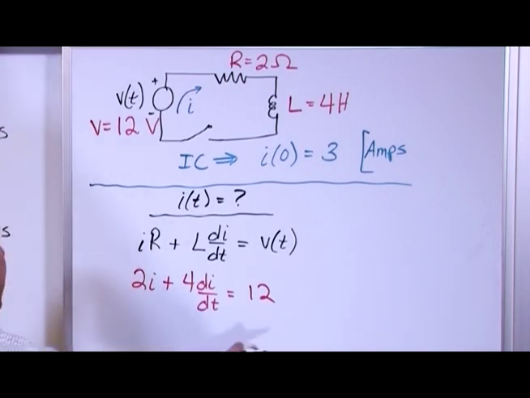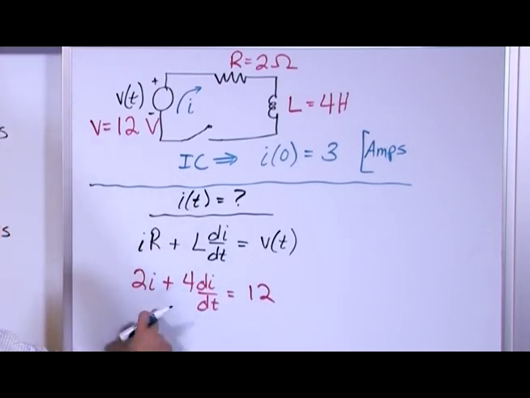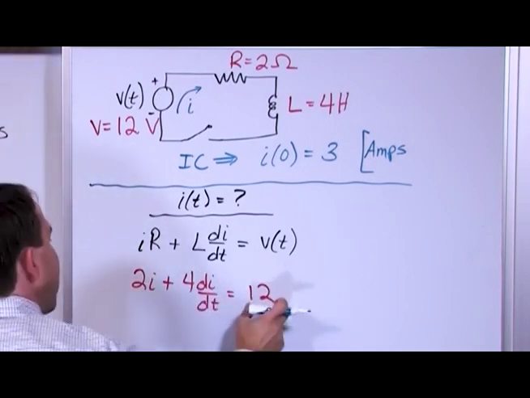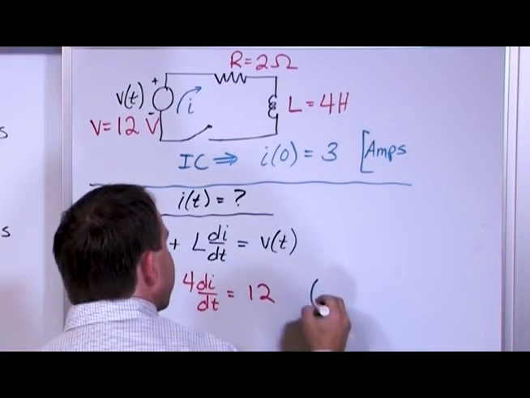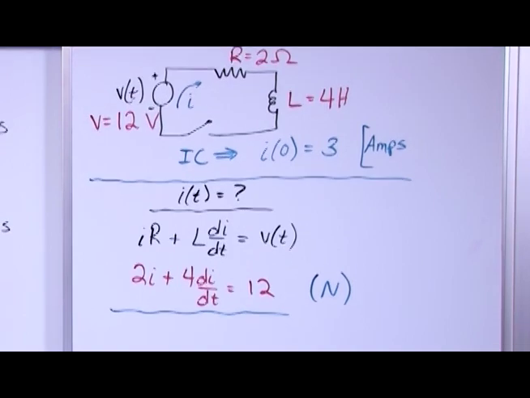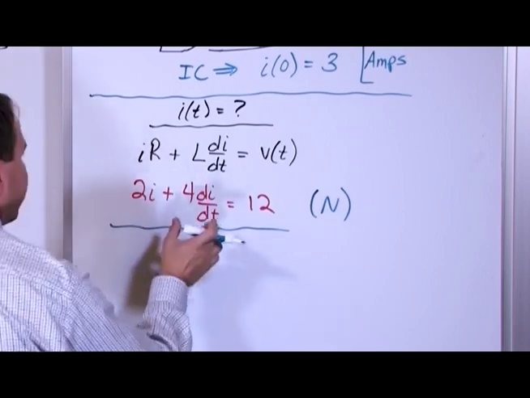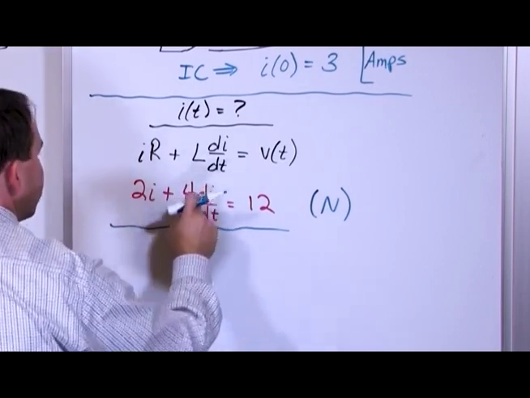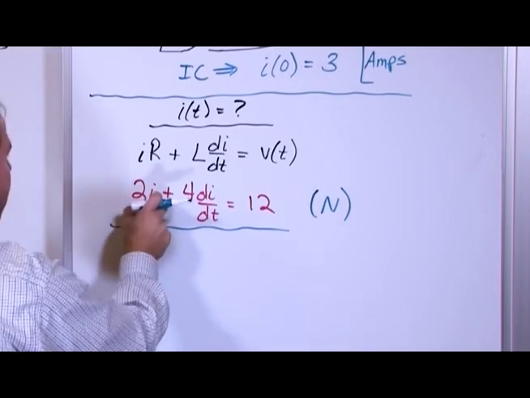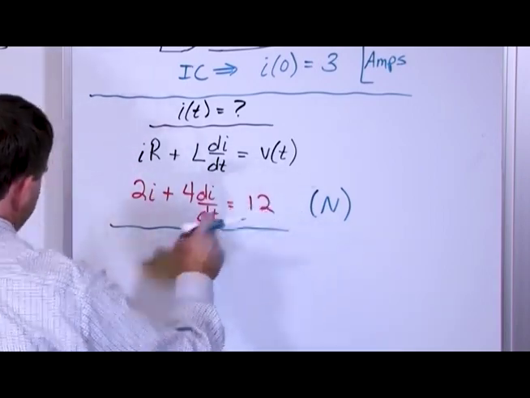Now, notice that this is a non-homogeneous differential equation. In other words, we put everything on one side in terms of I and di/dt, and we still have a term on the right. So we're going to label this N for non-homogeneous. We're going to end up using the variation of parameters method for first order systems, and we talked about that before, when you can write it in this format: something times di/dt plus something times I is equal to a number. That's called non-homogeneous because we've got something on the other side of the equal sign.